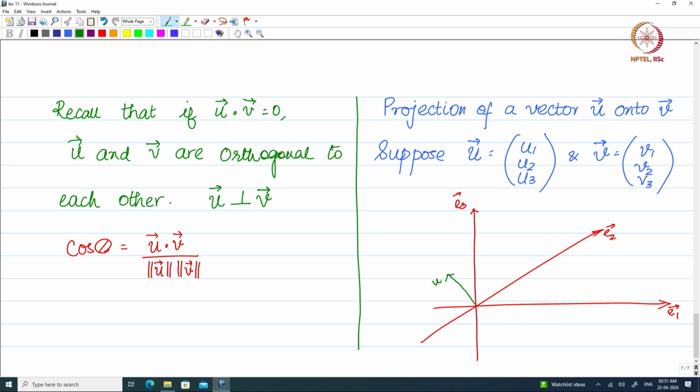Let us take this to be the... okay, just a minute. Okay, what we do is let us take this to be the vector u, and what we are going to do is look at another vector v.